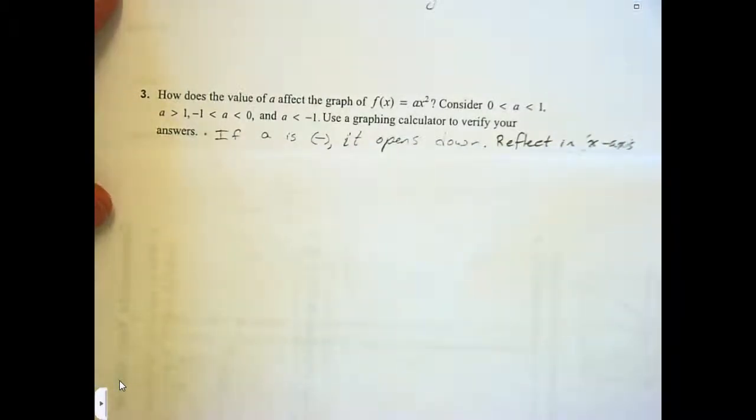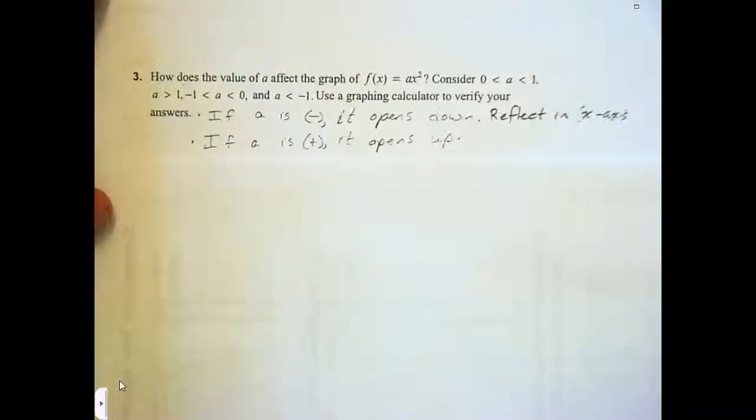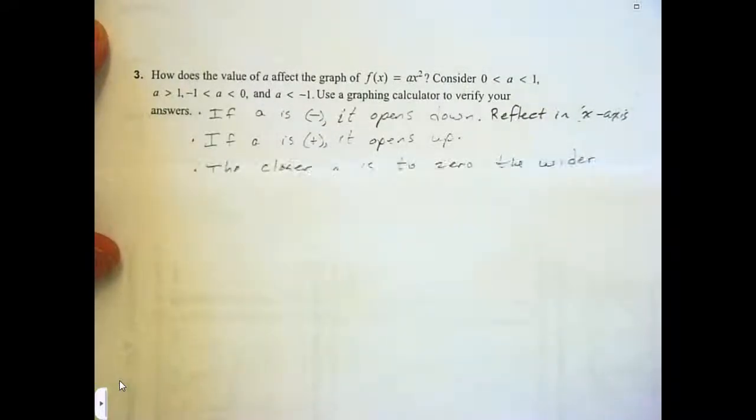Sarah? Oh, you're getting a little ahead there. Positive just opens up. But then what happens if a is further from 0? What happens the further a travels away from 0? Brian? It gets skinnier. It goes up faster. We call that what type of? We call that a vertical stretch.